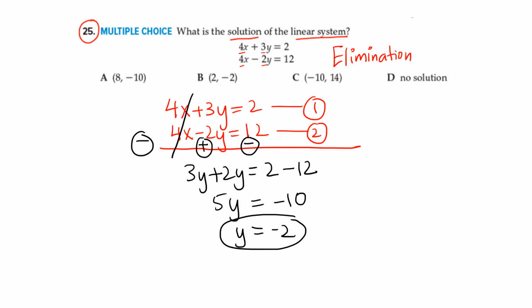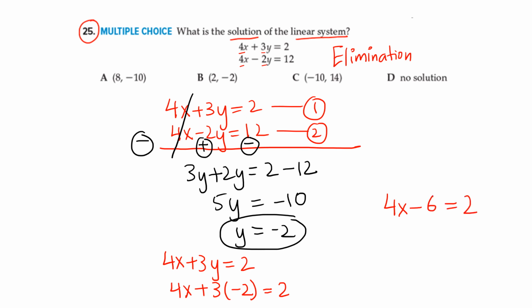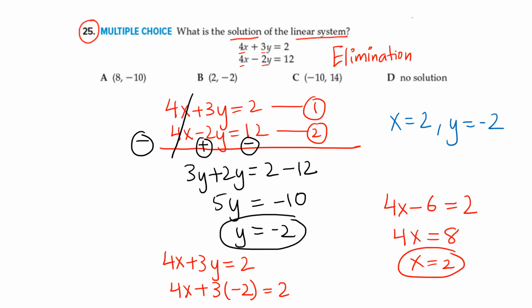So one variable we have got. Now we need the other variable. We are going to put back in the equation. 4x plus 3y is equal to 2. So 4x plus 3 times minus 2 is equal to 2. I'm going to write it here. So 4x minus 6 is equal to 2, or 4x is equal to 8. So x is equal to 2. So we have got the value of the variable. x is 2, y is minus 2. So definitely B is the solution, where you have x as 2, y as minus 2.